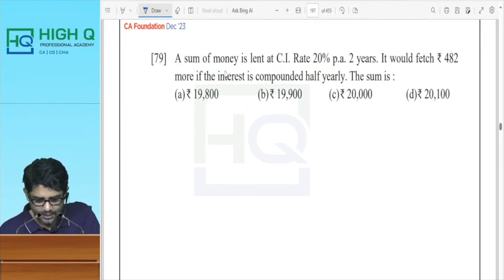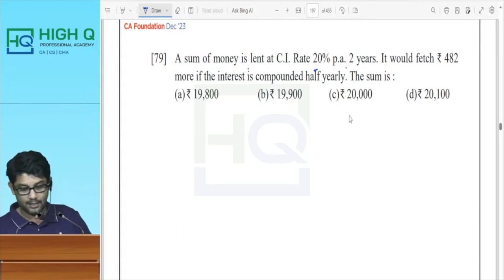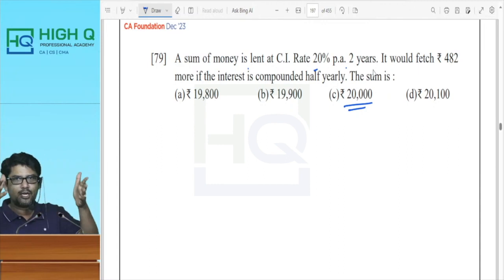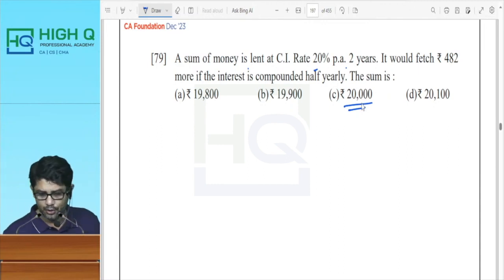See, a sum of money lent at compound interest 20% per annum for 2 years. Trial and error method also. Directly what you can start, 20,000, it's a pure number, will start from 20,000 because in the examination this is what is going to happen. Okay. So 20,000 into 2 into 20%. How much are you getting? Oh, sorry, it is compound interest, not simple interest.